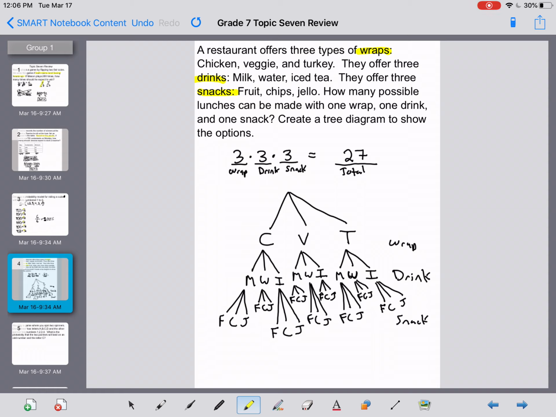Now if I want to make sure that I have all 27 possible outcomes, I can count the very last branches from every single option. So I have 1, 2, 3, 4, 5, 6, 7, 8, 9, 10, 11, 12, 13, 14, 15, 16, 17, 18, 19, 20, 21, 22, 23, 24, 25, 26, 27. So I have all 27 options listed.